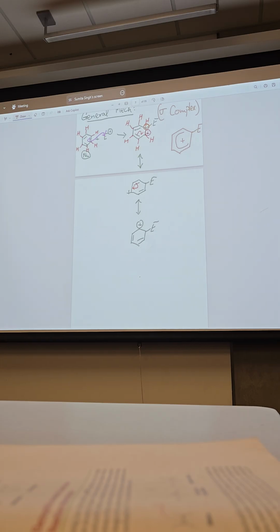Once the sigma complex has been created, once the intermediate has been created, so starting with this intermediate, what does it need to do to now become the substitution product? Anybody? Lose the proton. Needs to lose a proton. That's all it needs to do. And how is it going to lose a proton? Who's going to come and take a proton? Who takes a proton? A base, some kind of a base.